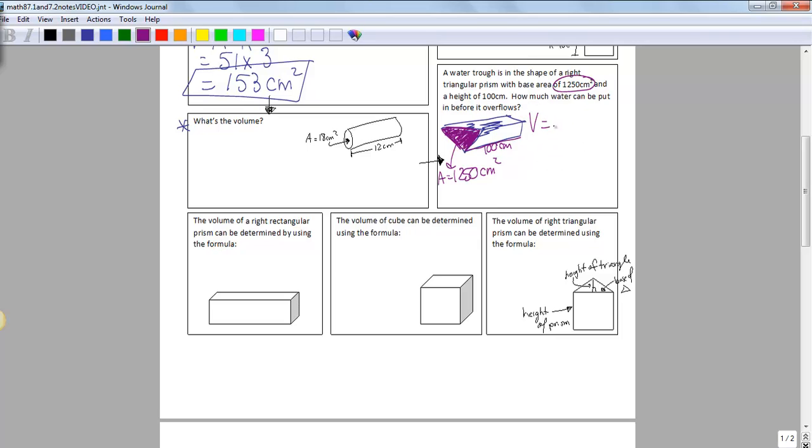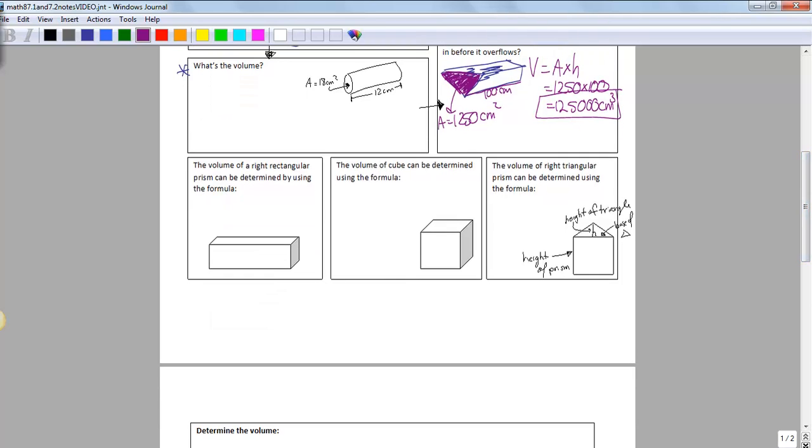So, volume is area times height. So 1,250 times 100. We get a bunch of zeros here: 125,000 centimeters cubed. Awesome. Okay, so what happens when you don't have the area already? That's what we're going to look at below.